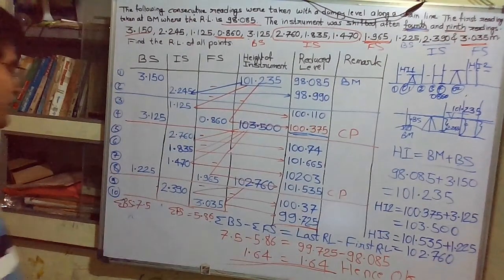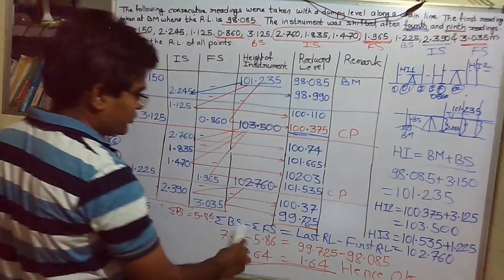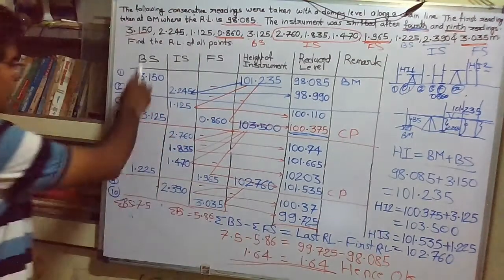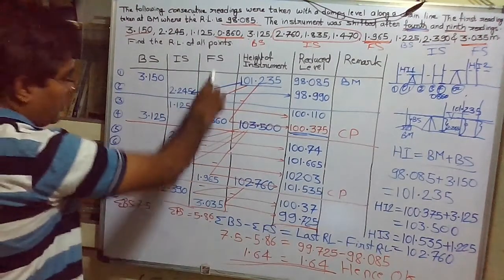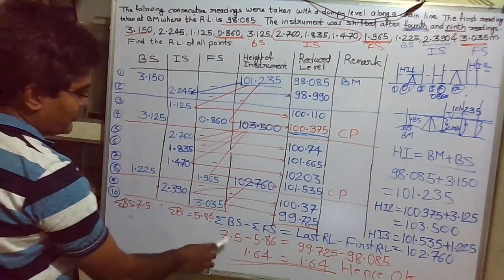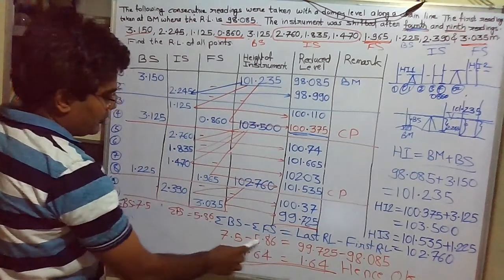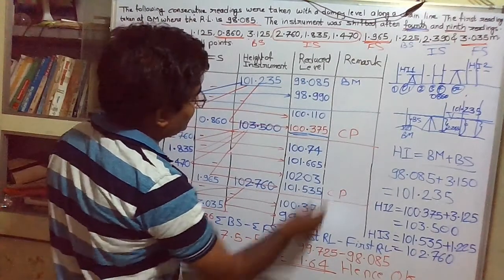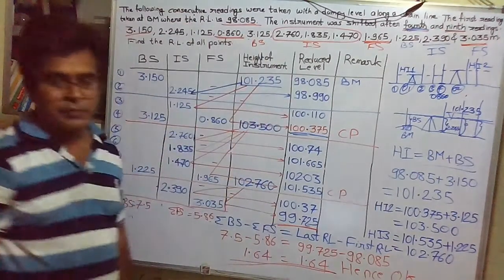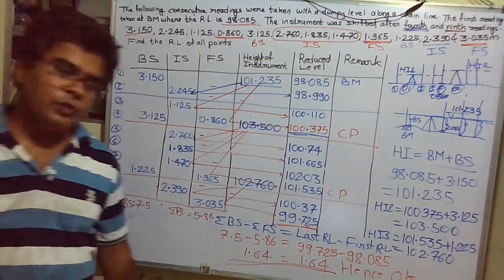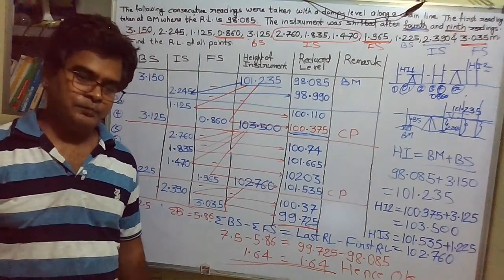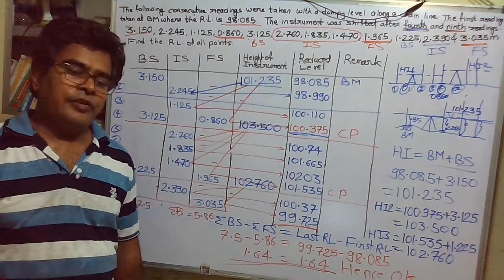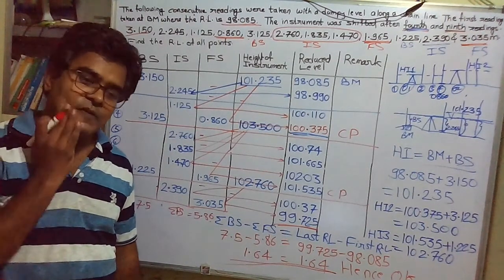What is the arithmetic check? Summation of backside minus summation of foresight should be equal to last RL minus first RL. Here we do the summation of backside, here the summation of foresight, and then subtract; and whatever last RL we got by calculation, we take last RL minus first RL. So this is the height of instrument method for calculation of the reduced level. Got it? Now we will see the calculations. How do we do calculations by using the rise and fall method?